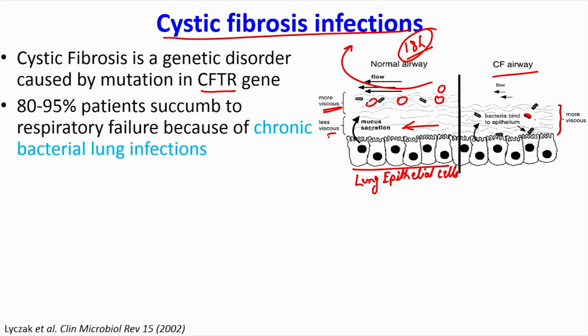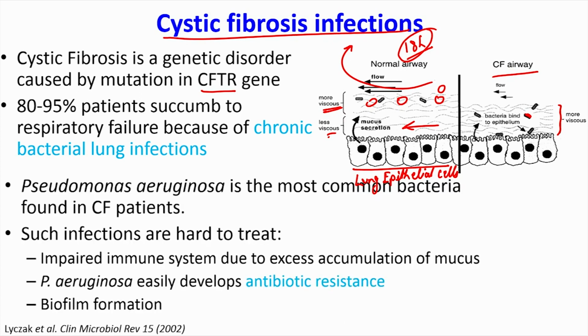In general about 80 to 95% of the patients die because of respiratory failure, because it is caused by these chronic bacterial lung infections, which cause inflammation, more and more immune cells come, they keep on destroying the surrounding tissue, and that causes more mucus secretion, more disturbance of homeostasis, and airway blockage. So eventually the patients just die because they cannot breathe very well.